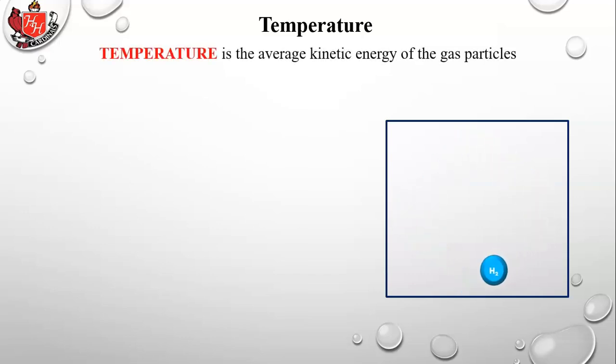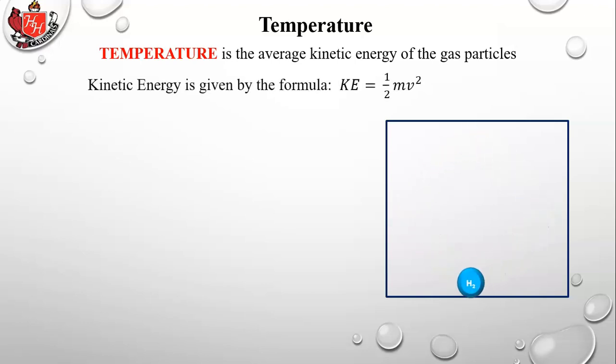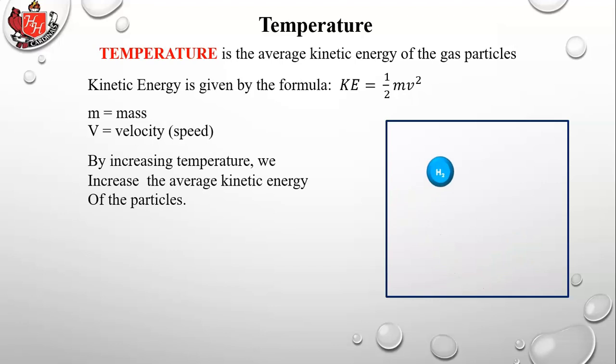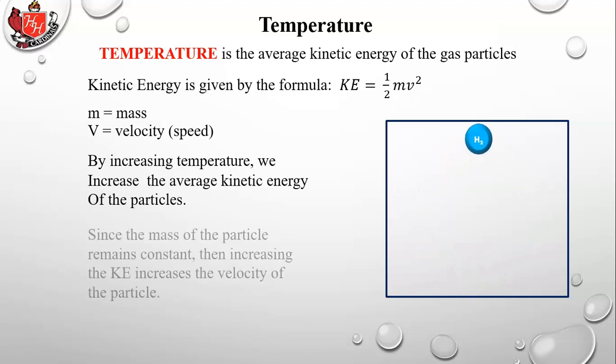So temperature is the average kinetic energy of the gas particles. Kinetic energy is given by the formula that you may have seen in physics: KE, kinetic energy, equals 1/2 mass times velocity squared, where m is mass, v is velocity, which we can just think of in this class as speed. It's how fast it's going. By increasing the temperature, we increase the average kinetic energy of the particles.